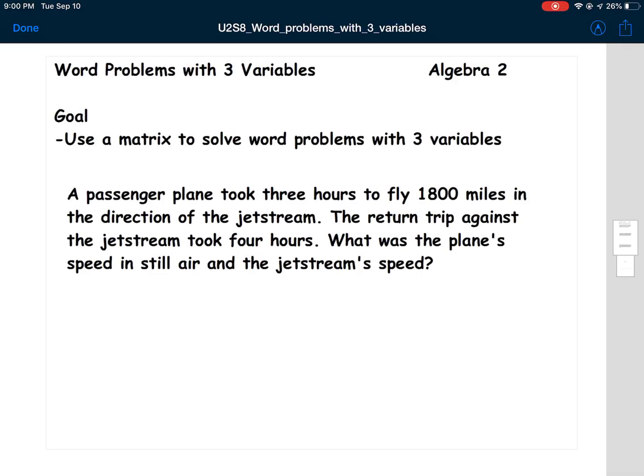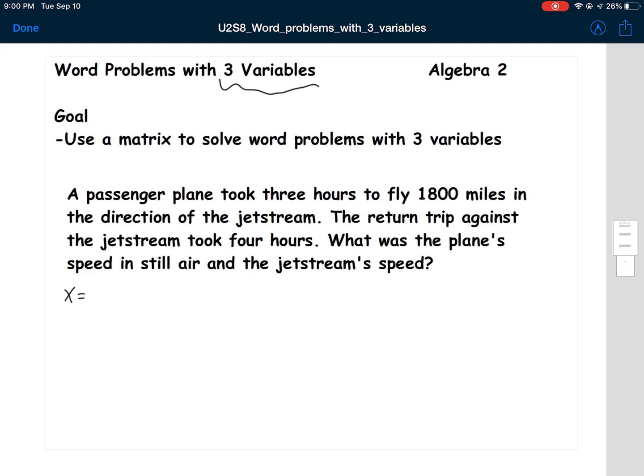Okay, we're gonna solve with three variables, and I want to start out actually with one that's got two, and it's a problem we've done in the past. It's the one where we got a passenger plane, took 3 hours to fly 1,800 miles in the direction of the jet stream. The return trip against the jet stream took 4 hours. What was the plane's speed in still air, and what was the jet stream's speed? And by the way, jet stream again is just fancy talk for wind.